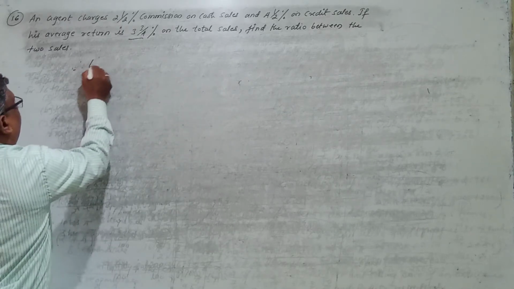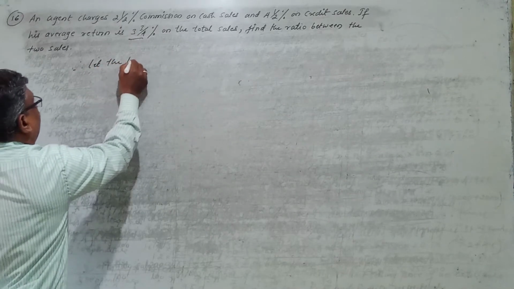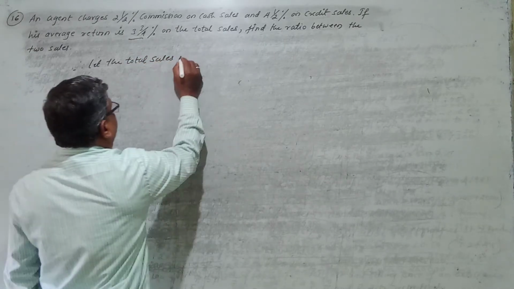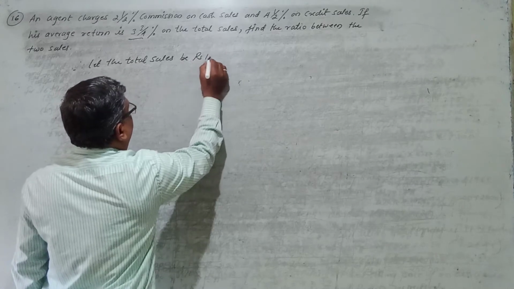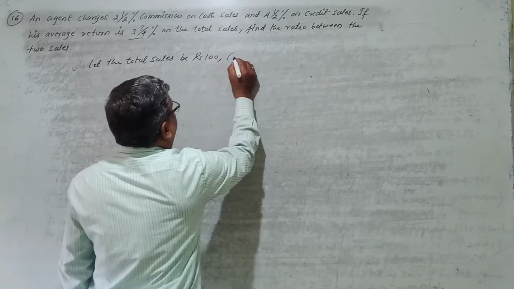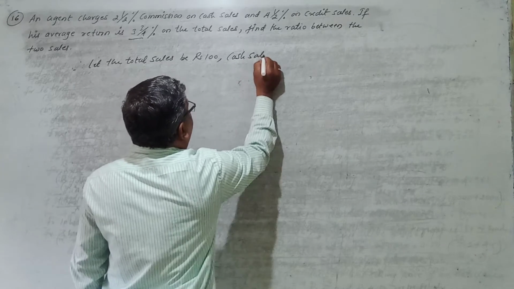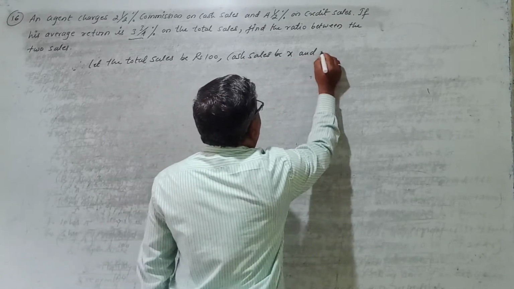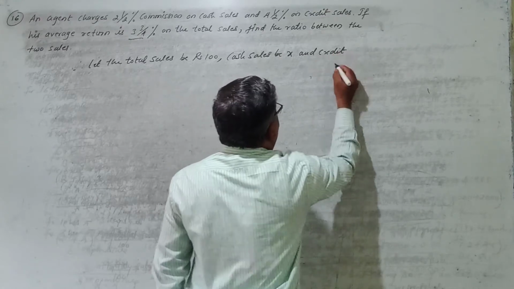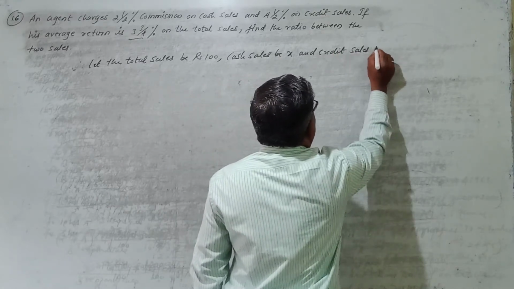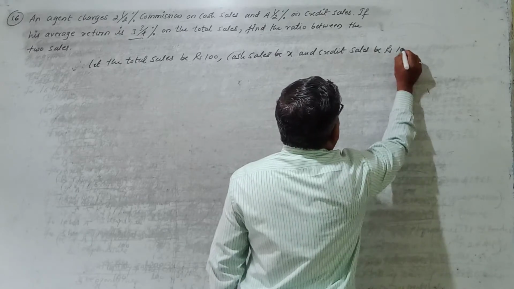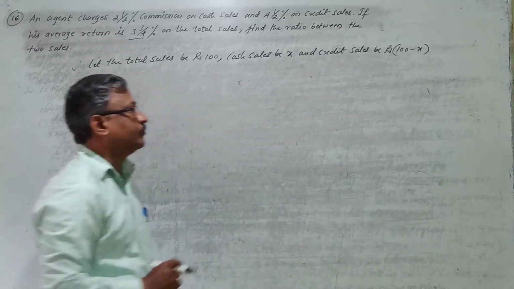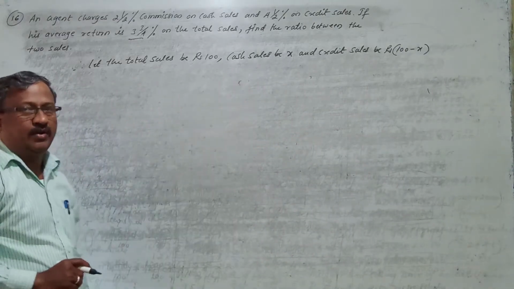So assume here, let the total sales be rupees 100, cash sales be rupees X and credit sales be rupees 100 minus X. Total sales minus cash sales equals credit sales.